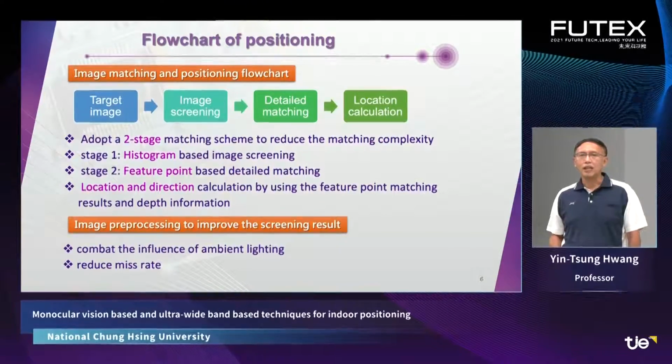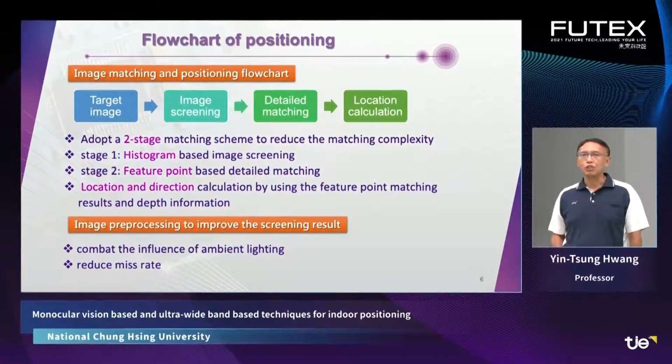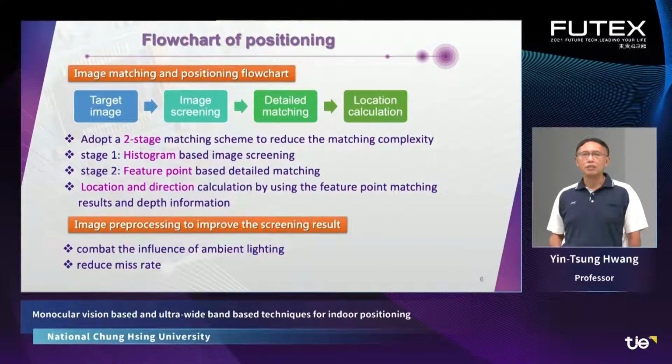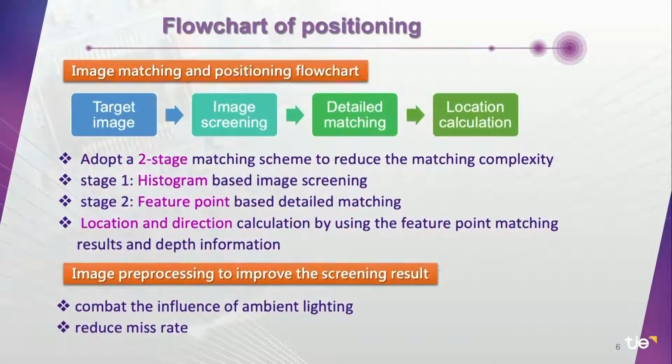To find the location, we first take a photo from the current position in any arbitrary direction. This is called the target image, which is then compared with the landmark image database. The positioning flowchart starts with the image screening, then detailed matching and location calculation.